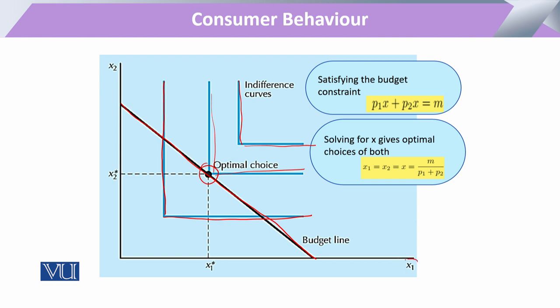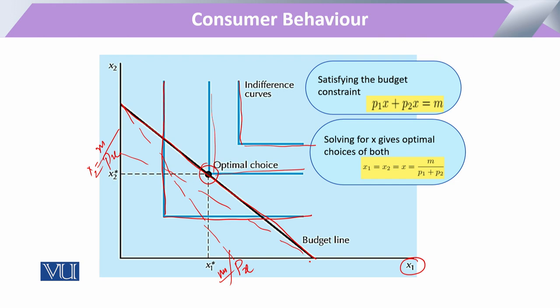At this level, if there is any change in the price of commodity X1, the slope of the budget line may vary like this. If there is a decrease in the price of X1, or any change in the price of X2 like this, there will again be no point of optimal choice for the consumer.